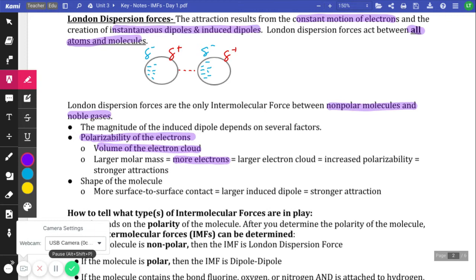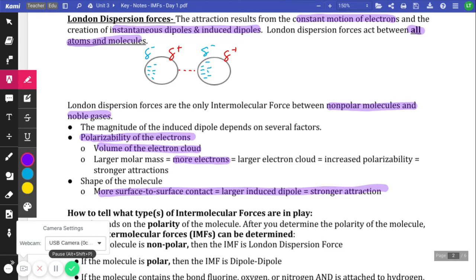And then the other thing is the shape of the molecule. The more surface contact you have, the larger your dipole is going to be. So those really long carbon chains that are in organic molecules are going to be much more likely to have a stronger dipole than molecules that form rings or things like that. So the more surface area you have, the more likely you are to have that increased polarizability.